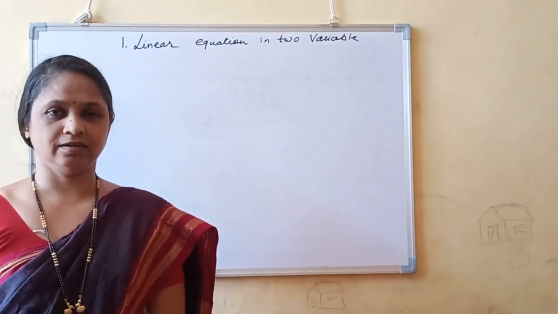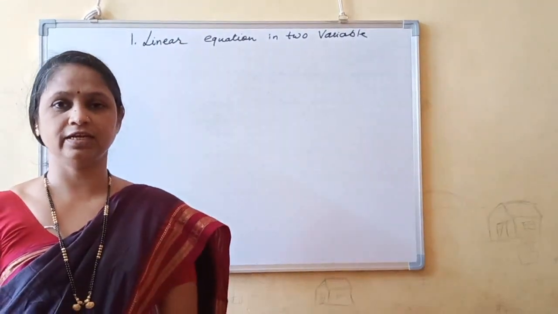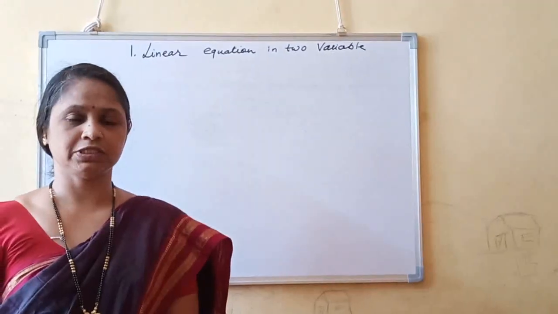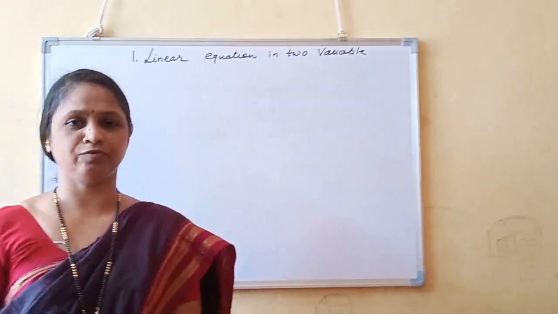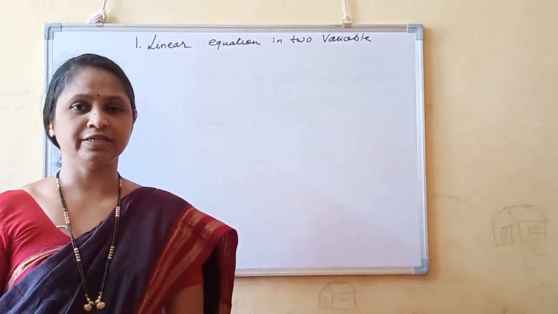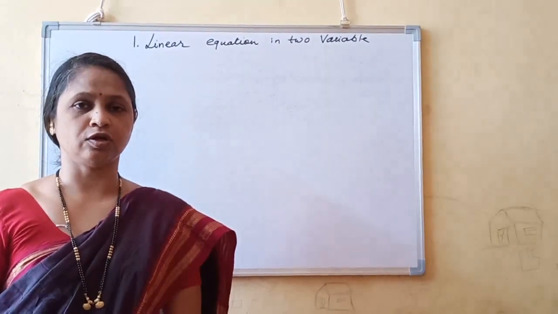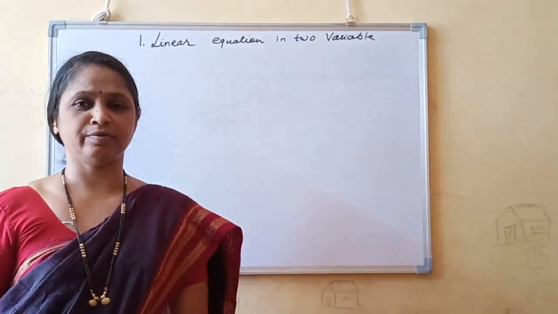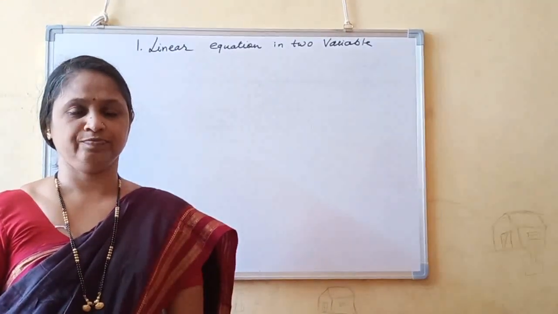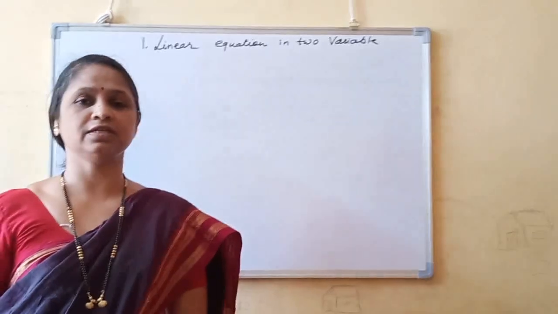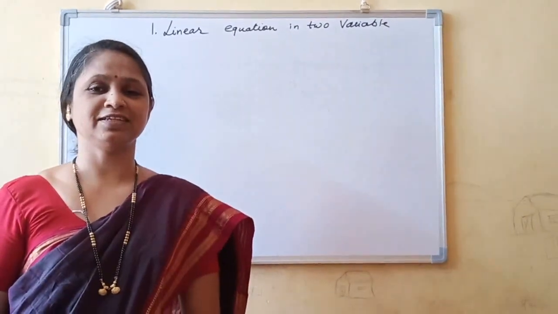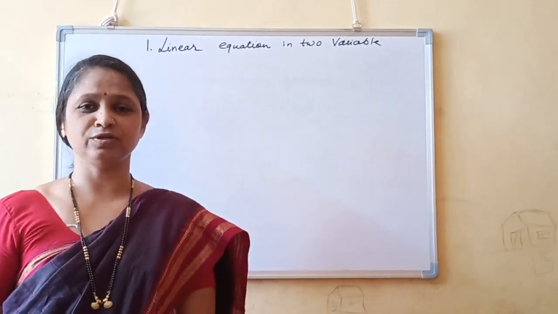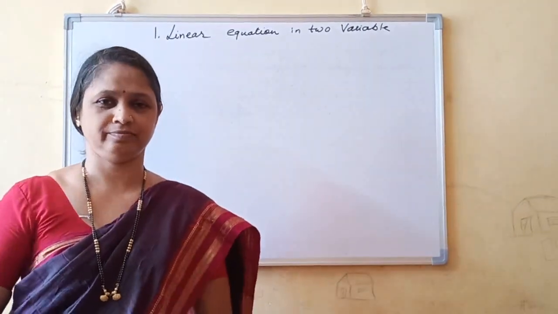Everyone, we have started with the lesson linear equation in two variables. In that we have studied the standard form of the linear equation and simultaneous equation, how to solve by two methods, that is by eliminating method and by substitution method. Then next we have studied the graphical representation of the simultaneous equation. Now today we are going to study about the determinant.